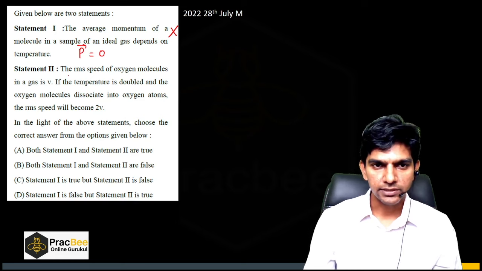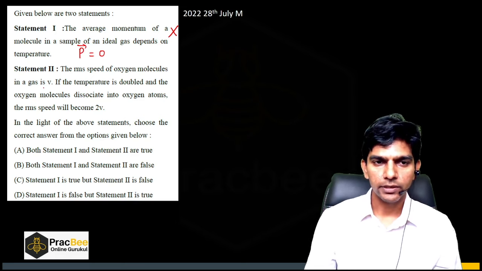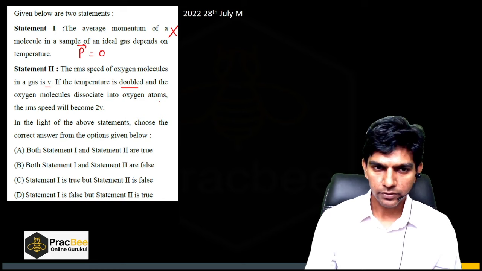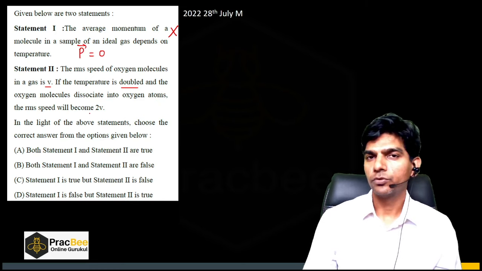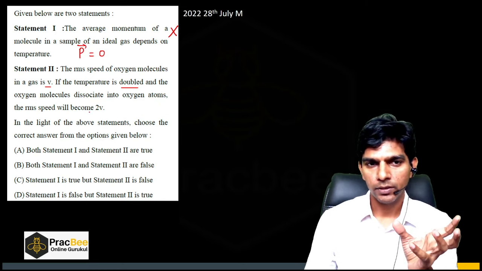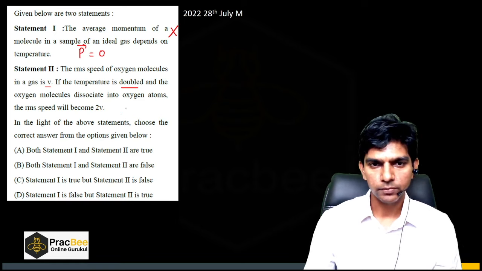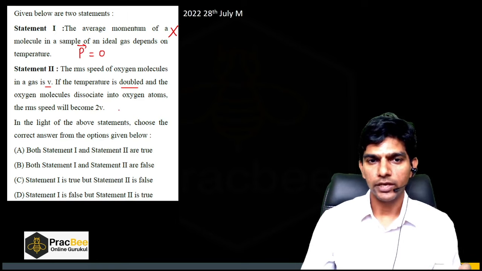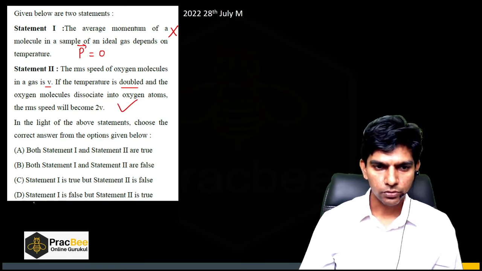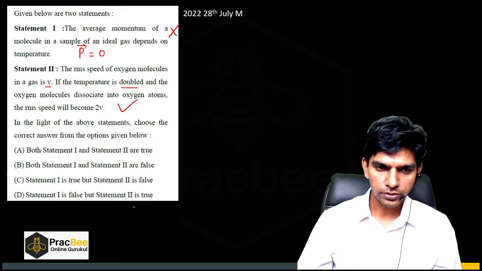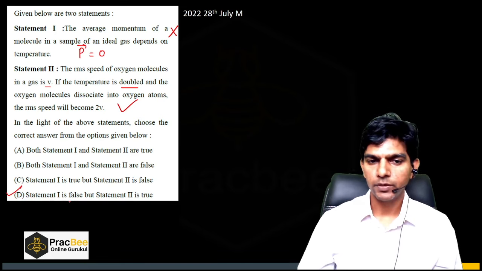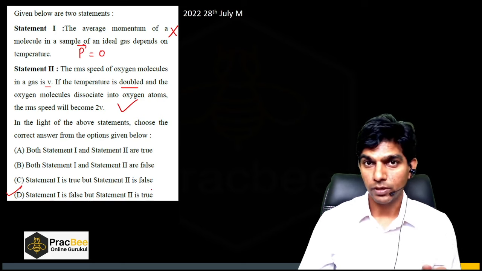Now statement 2 states that the RMS speed of the oxygen molecule in a gas is V; if the temperature is doubled and the oxygen molecule dissociates into oxygen atoms, the RMS speed will become 2V. That is the same statement that we did in the last question, and we know that it is correct. The RMS velocity will become 2 times. So this is correct. So we can clearly see that option D is the right answer. Statement 1 is false, but statement 2 is true. Again, a very easy question.